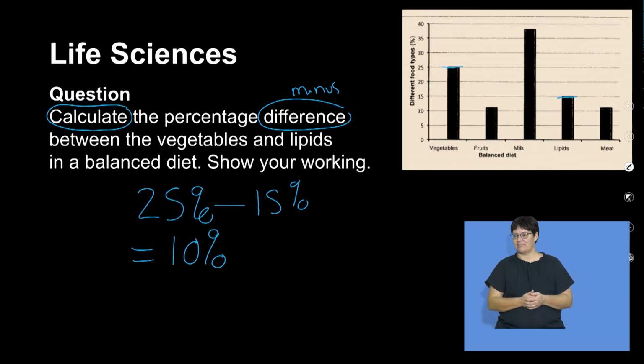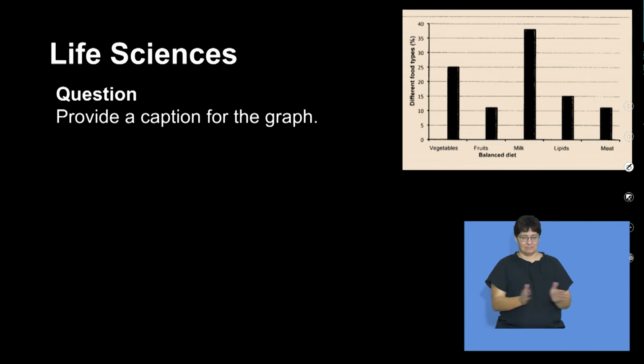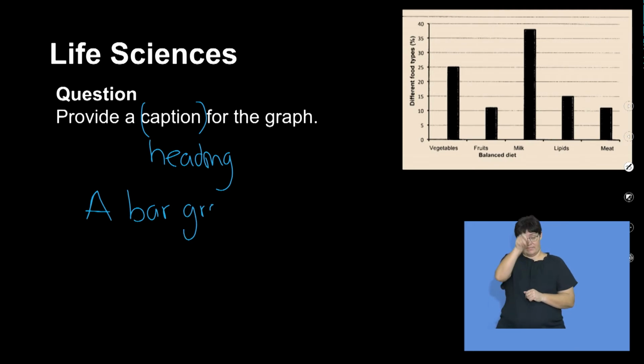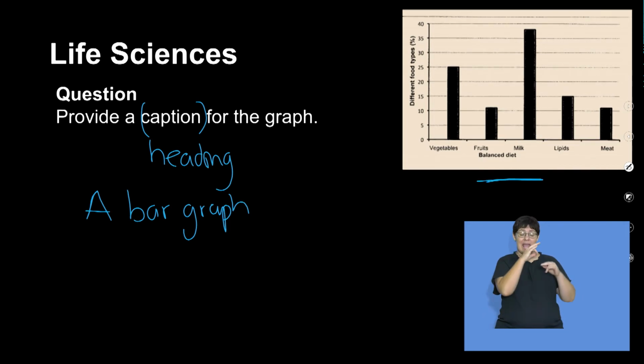Okay, let's go to that side. Provide a caption for the graph. What is the word caption? Heading. And when we write a heading, we start off with what kind of graph it is. It's a bar graph. Always tell your teacher what it is that you've got. And then what must be in it? Your independent and your dependent variable.